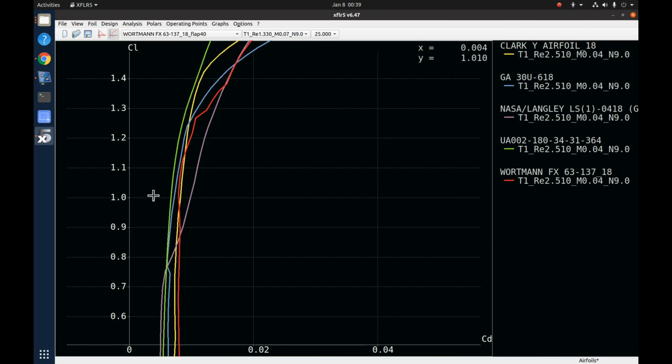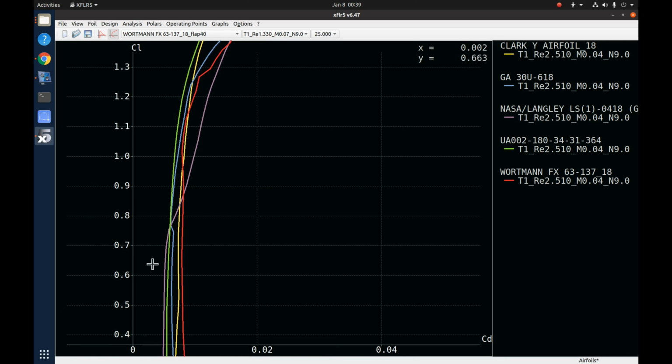You really don't want to get too close to this coefficient of lift of 1 during cruise. You may have to make your wing surface area bigger in order to get down to a more reasonable coefficient of lift. Now, this area up in here is also interesting when you're climbing, because you're going to usually be at a slightly higher coefficient of lift as you're climbing.